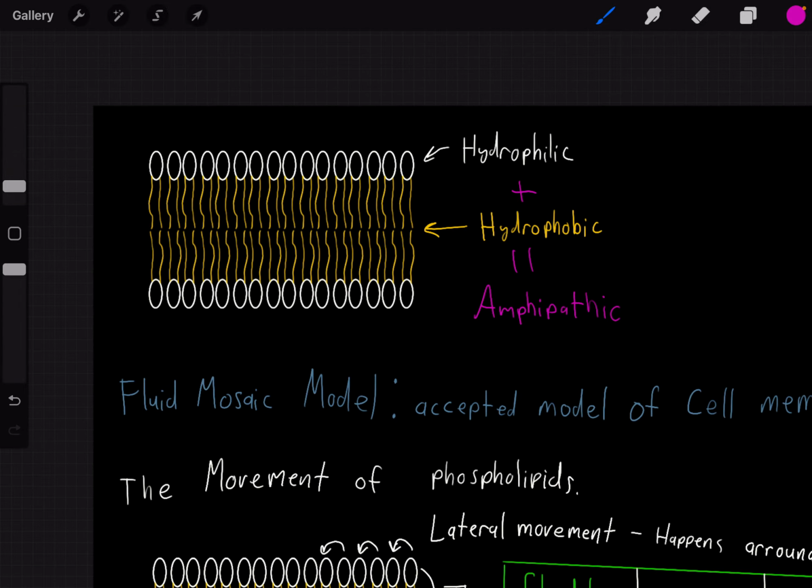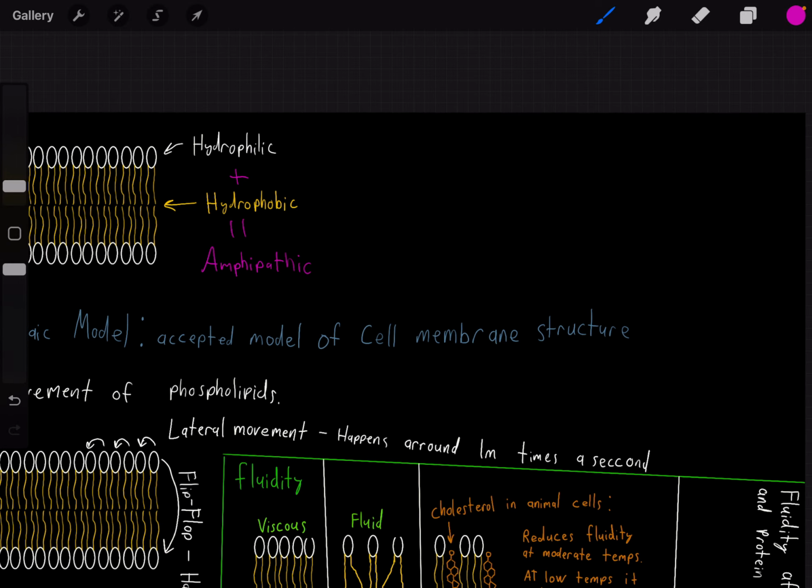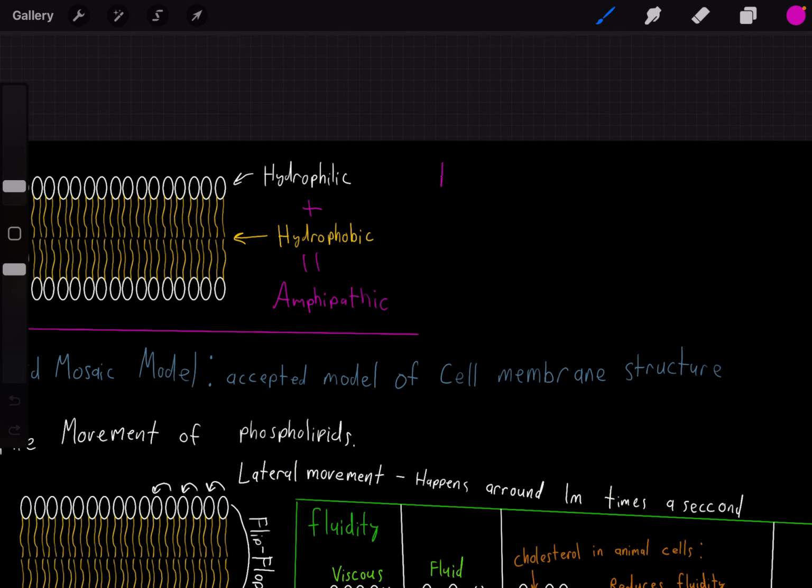The first thing, so chapter 7, the main thing about chapter 7 is talking about the plasma membrane. We already went in depth last video, but we'll go over it again.